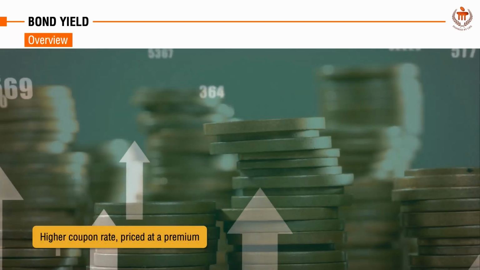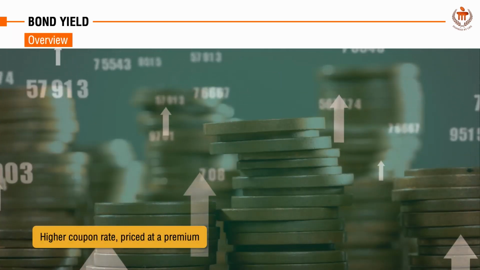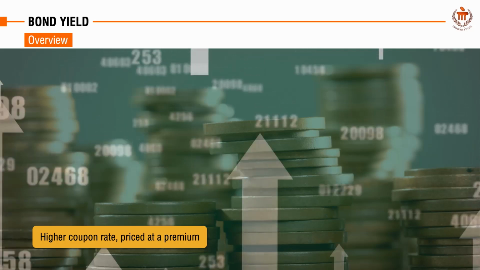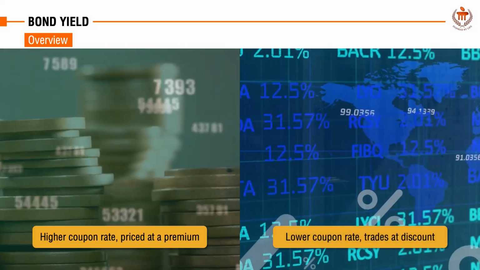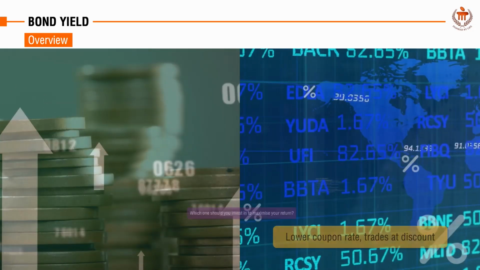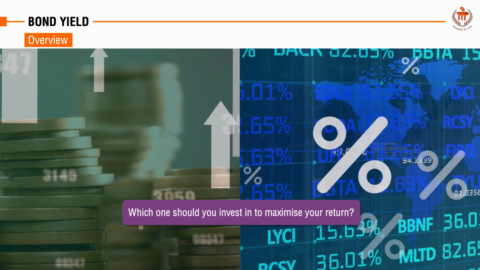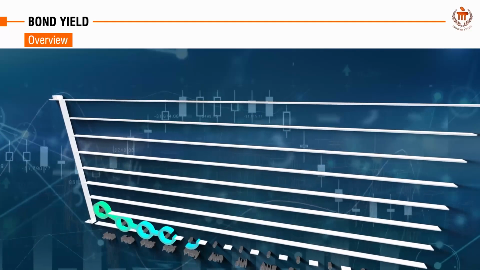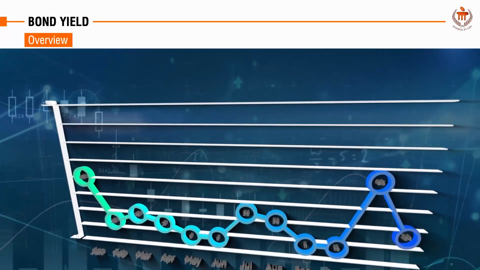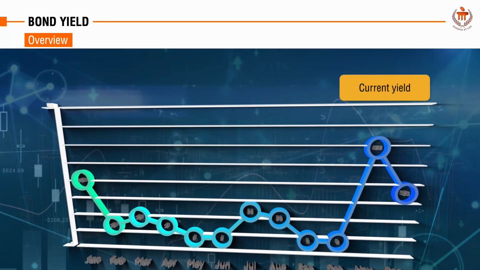Imagine two bonds. One offers a high coupon rate but is priced at a premium, while the other has a lower coupon rate but trades at a discount. Which one should you invest in to maximize your return? To answer this, you need to understand yield concepts like current yield and yield to maturity. By the end of this unit, you will be able to confidently tackle such scenarios.